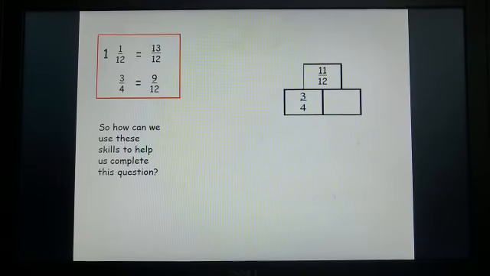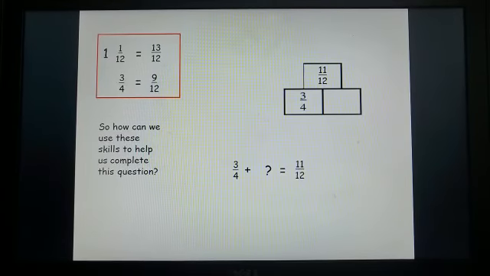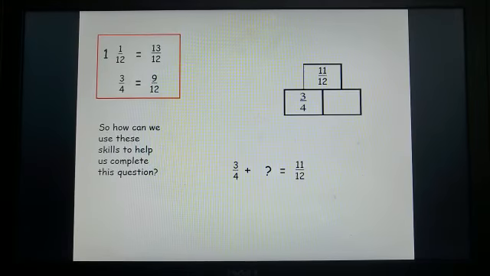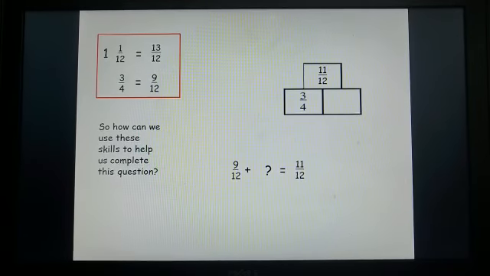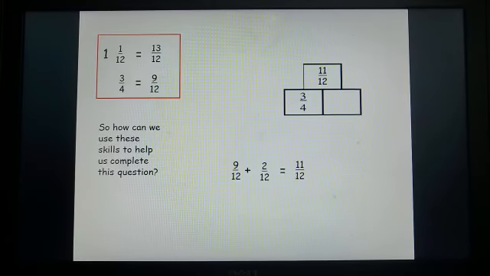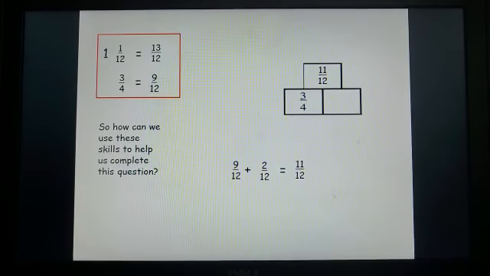Now let's look at the last part. 3/4 add what will equal 11/12. So again, we can't add up until both our denominators are the same. And the common multiple of 4 and 12, again, is 12. I need to change the first part of my fraction to twelfths, which we've done in our previous workings out. Now my denominators are the same, we can add them together. So 9 add what will give us 11. 9 add 2 will give us 11.